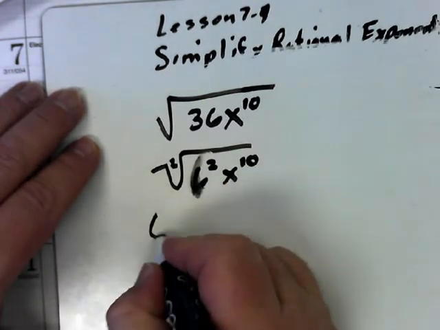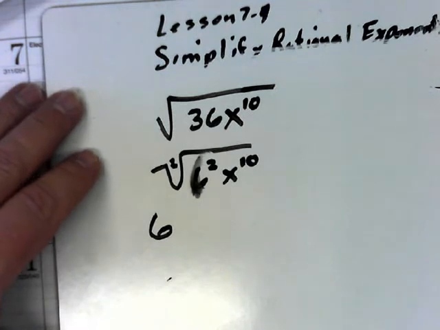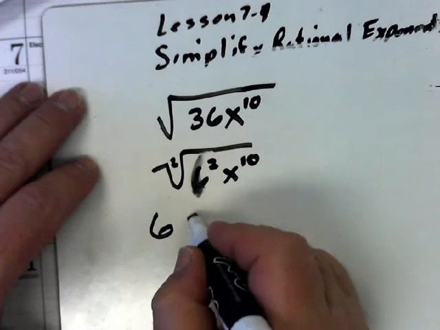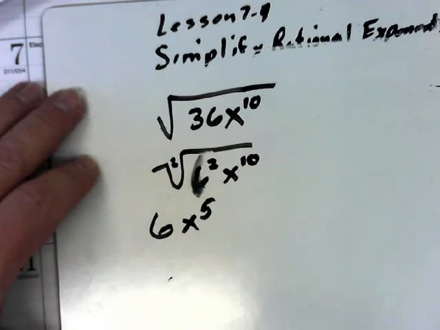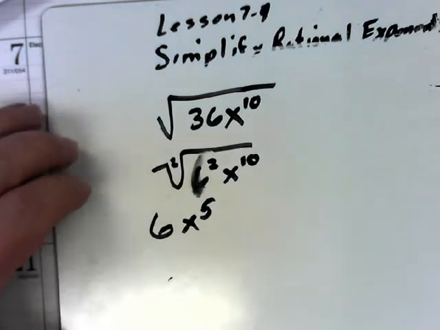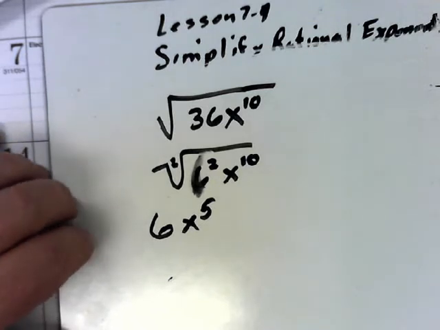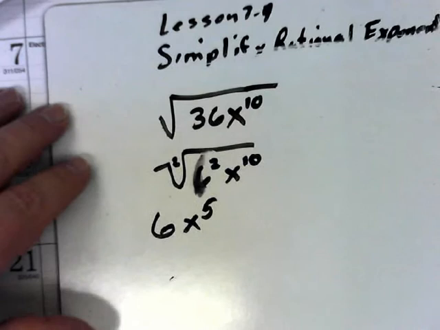So I have a 6 on the outside of the radical. 2 will go into 10. How many times? Did I have anything left over inside the radical after dividing the exponents? Nope. Okay. So I have 6x to the 5th.